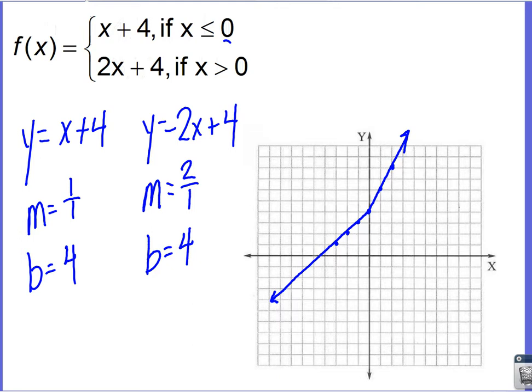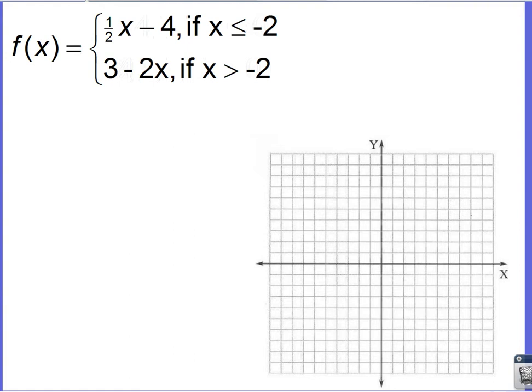Okay, so let's do one more together, and then I'm going to have you try one and see where we go. This one: f of x equals 1/2 x minus 4 if x is less than or equal to -2, and y equals 3 minus 2x if x is greater than -2. Remember, we have two functions. Y equals 1/2 x minus 4, and the other one is y equals 3 minus 2x.